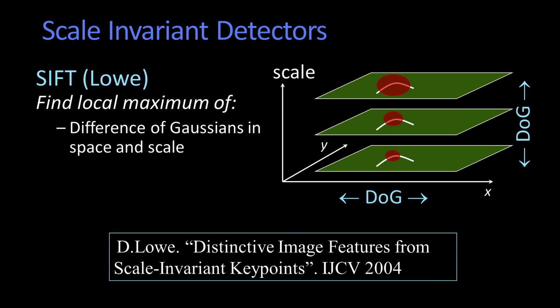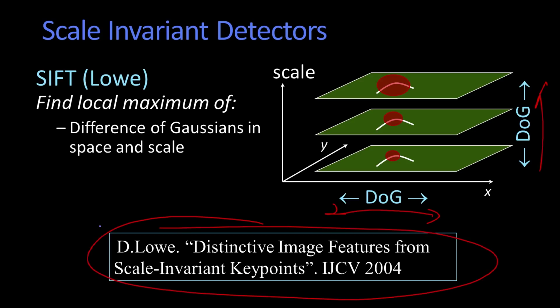So this can be written sort of like this. For scale invariant detectors for SIFT, here we've shown that you're going to do difference of Gaussians in space and difference of Gaussians. You're taking all these different Gaussians and comparing them in space and in scale, and you're picking the maxima. And here's a reference from, again, the International Journal of Computer Vision, where he talks about this.